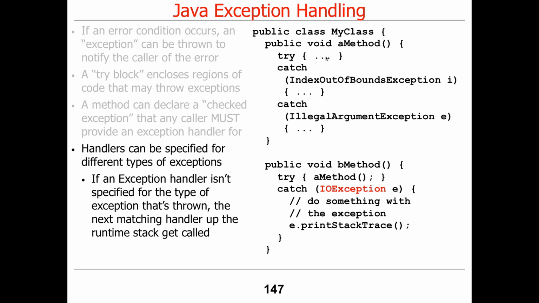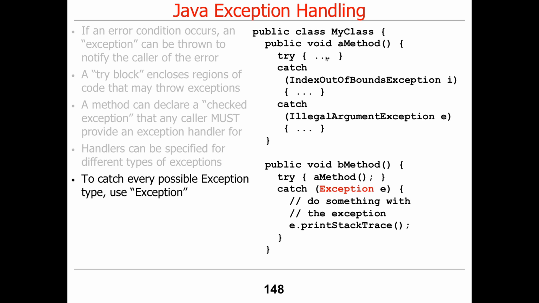Here's another example, and this is kind of what I was just talking about. So here's a method called bMethod that calls a method. If these exception handlers don't match, then this call will return here, and it'll check to see whether it matches IO exception. And if it doesn't, it'll propagate it up the call chain there as well.